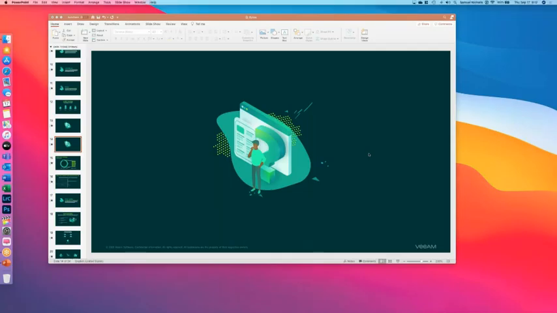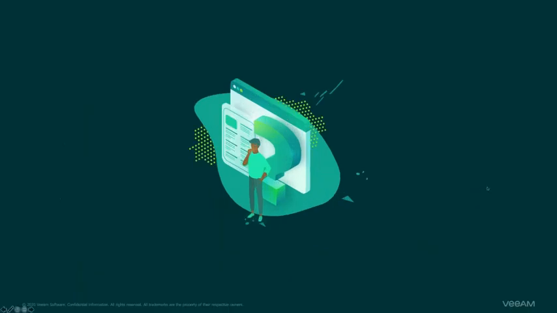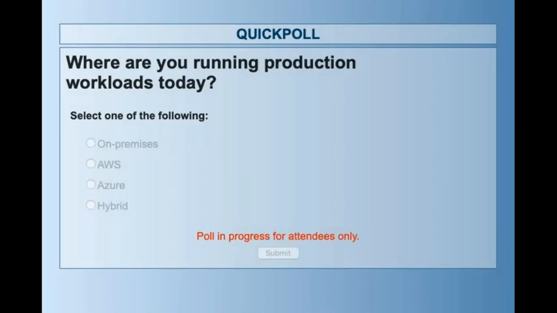Awesome, thanks, David. It's that time. It's time for another poll, guys. This one is more about what your environment looks like today. We really want to know where you're running production workloads today. Is it just on premises? Is it in AWS only? Is it in Azure only? Or is it a hybrid of one or more of those? We really want to understand where you have all of your production workloads running today.